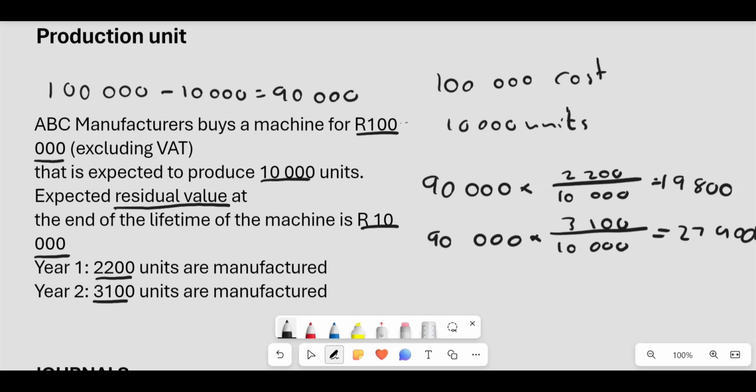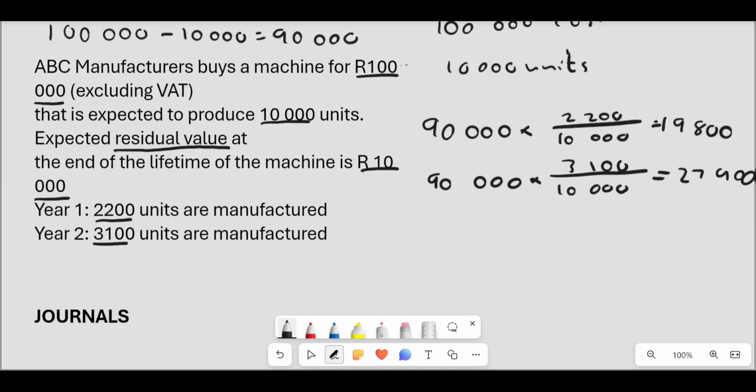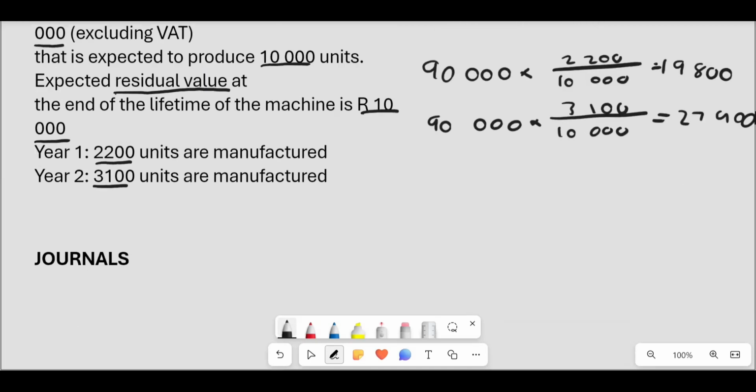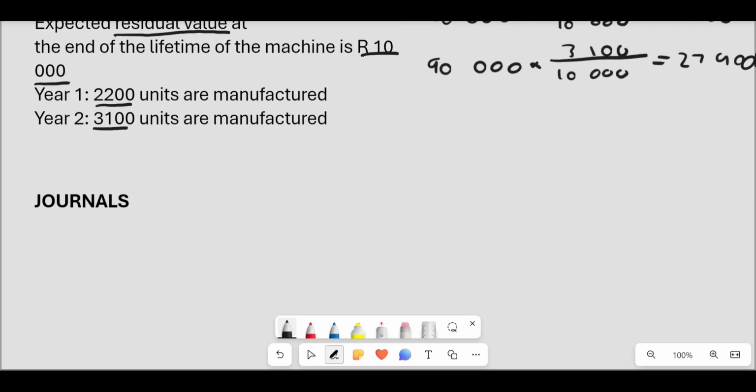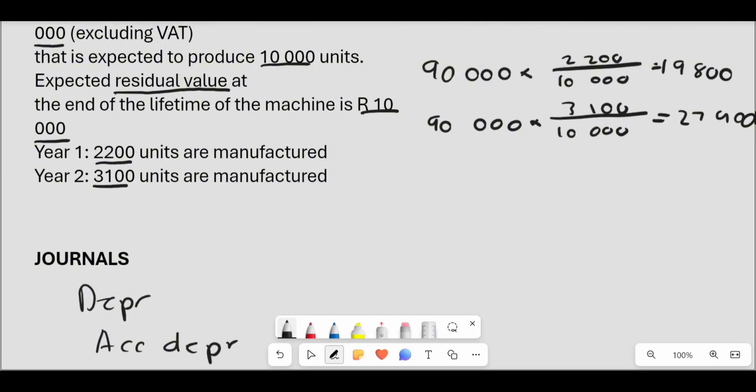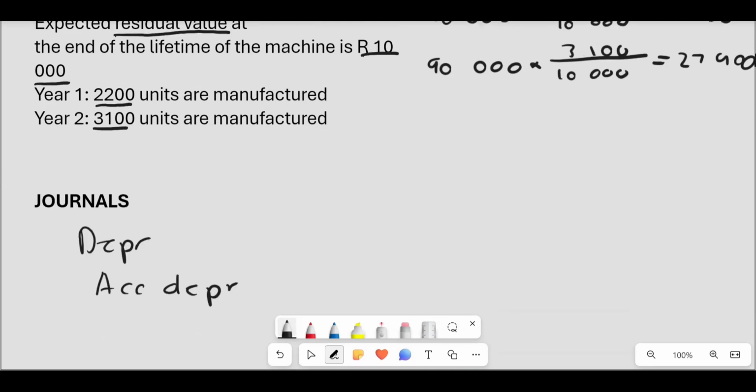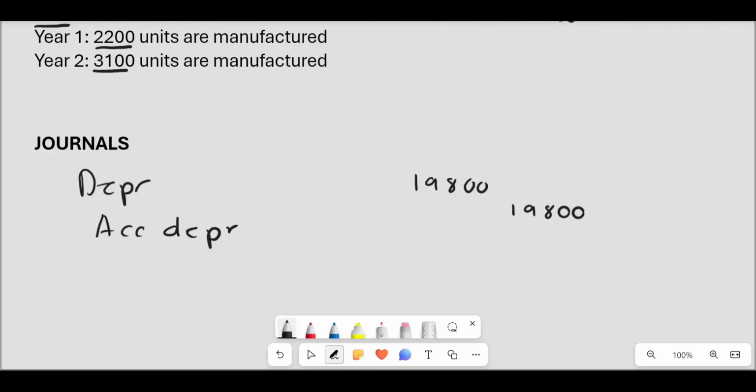So therefore we now have to do our journals. It is not tricky, we just have to absorb all the information. For depreciation in year one, we're going to debit depreciation and credit accumulated depreciation. It is going to be 19,800 that we debit. And then for year two, we're going to debit 27,900.